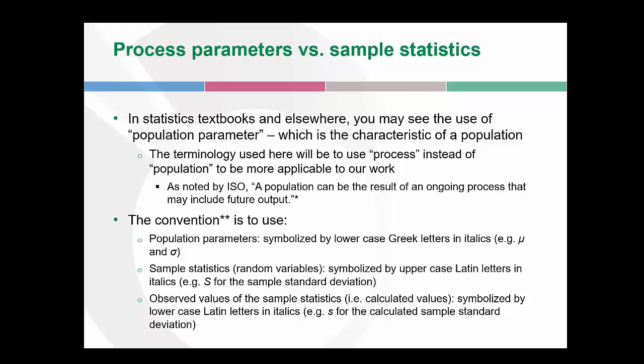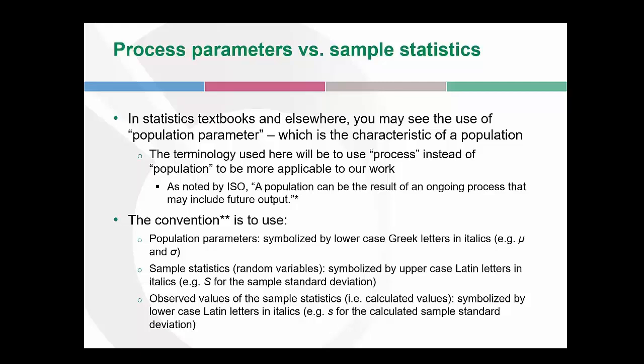Now, in our world, it's probably more applicable for us to use the word process instead of population, because we're not really talking about a population of people in a country. And as noted by the International Standards Organization, here's a quote: "A population can be the result of an ongoing process that may include future output."